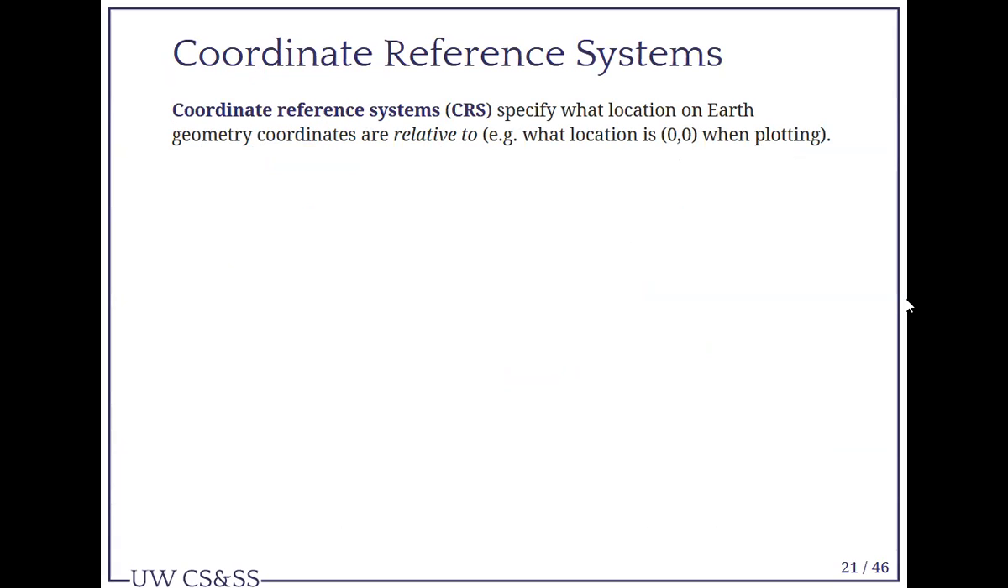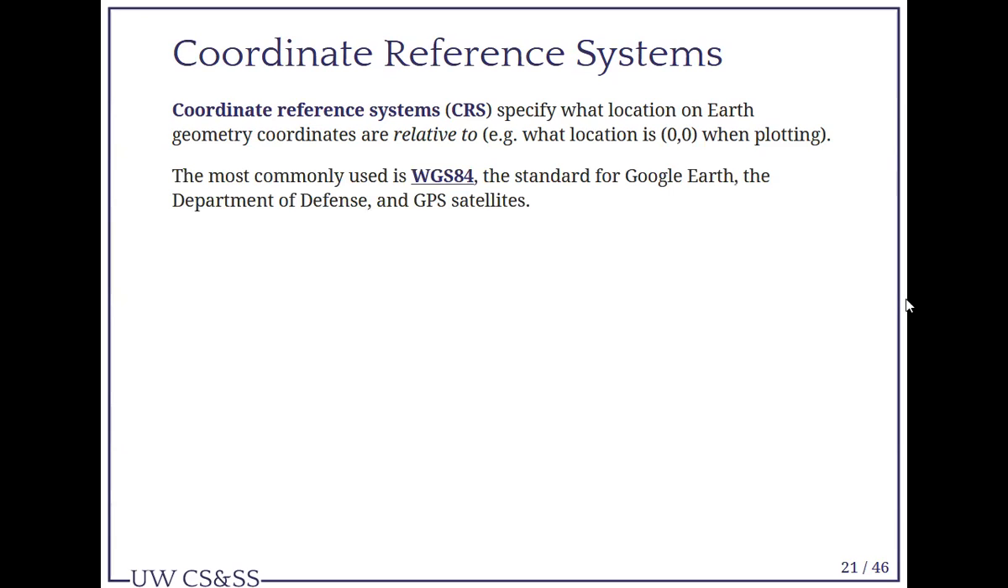Coordinate reference systems. CRS specify what location on Earth geometry coordinates are relative to. Oof, my 7th grade grammar teacher is not excited about that sentence. That's okay. If we're thinking about our world as a place full of coordinates, the CRS defines where 0, 0 is. And everything else is a point that is relative to that origin. The CRS defines where that origin is.